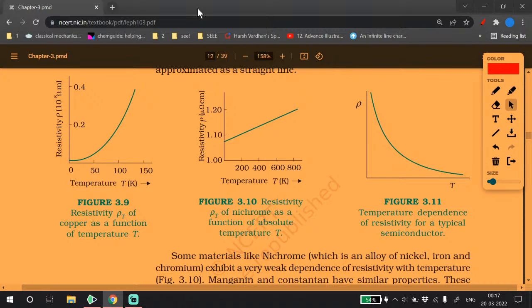this range of 0 to 800 plus Kelvin. There is only a change of 0.1 micro ohm centimeters. So that is very, very small, and it is approximately constant here. So that's why nichrome is used. And for a semiconductor, obviously, with the decrease in temperature, the resistivity decreases.